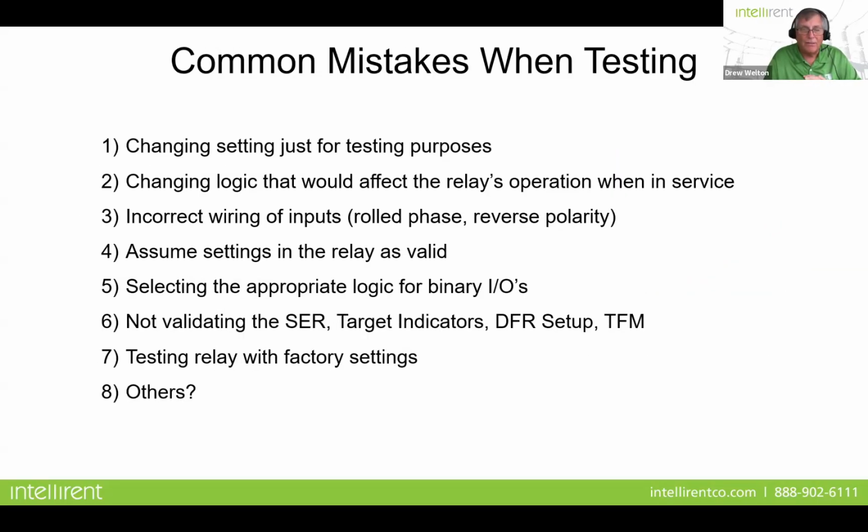So, some common mistakes when we're testing the relay. Changing the setting just for testing purposes. I hear a lot of people do that. Well, if I test this element, this one's going to pick up a nuisance trip, so I'm going to disable that element. The problem is they disable it and they forget to re-enable it after they're done testing. So you can get around that by mapping test outputs from the relay itself.